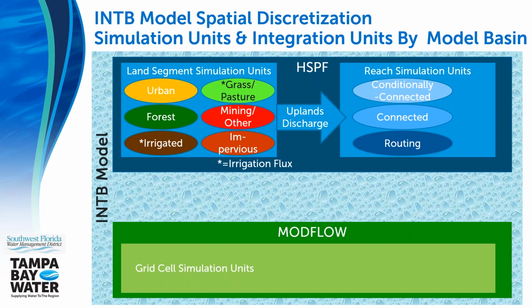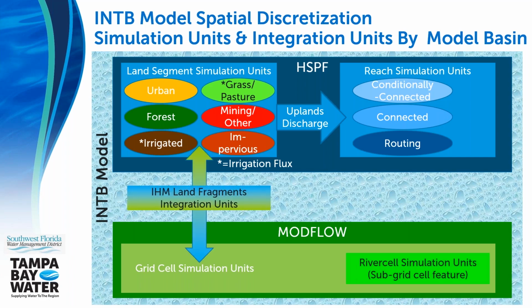We move to the groundwater system. MODFLOW simulates that using rectangular grid cells. Now there's a major difference here between the discretization scheme of using grid cells for MODFLOW and irregularly shaped polygons for both the land segments and reaches. I'll talk about that in a minute. And then the subgrid cell feature, called river cells, simulates water body conditions.